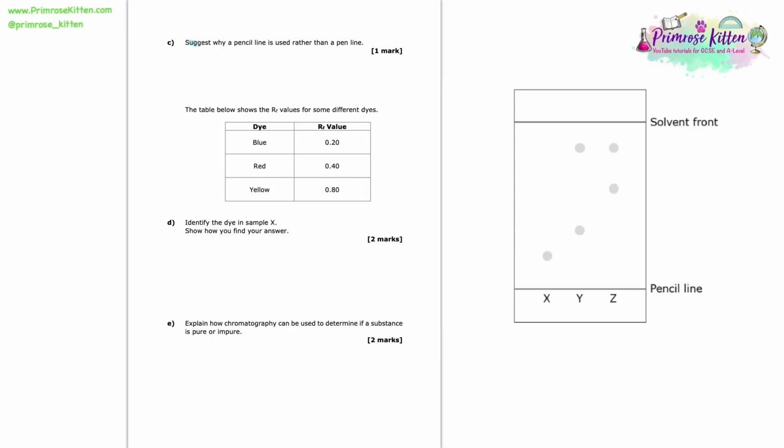Next up, we're asked to suggest why a pencil line is used rather than a pen line. Well, the explanation here comes from the fact that if we drew a pen line, then that pen line would also dissolve in the solvent. As a result, it's going to run and ruin our results. Whereas a pencil line will not dissolve and we won't get this problem. So that's why we use a pencil line.